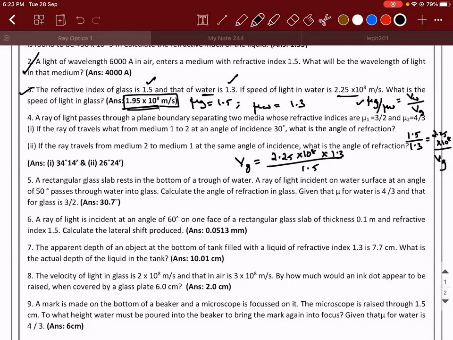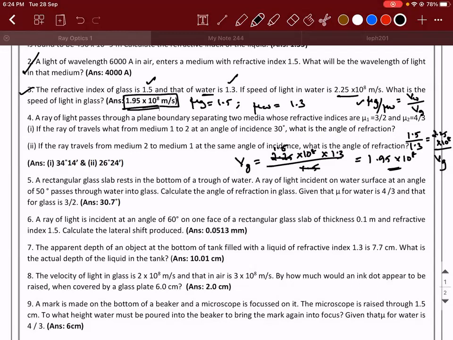But what is the problem? See, I know, sir. Actually, this will go 1.5 times. 1.5 to 1.3 will give you the answer. 15/13 is how much, sir? Is it 195? Yes, sir. 195, sir. So then it should be 1.95 into 10 power 8.